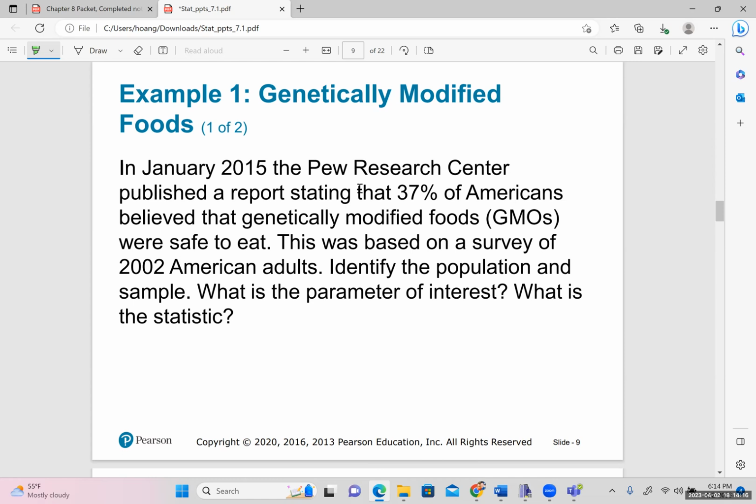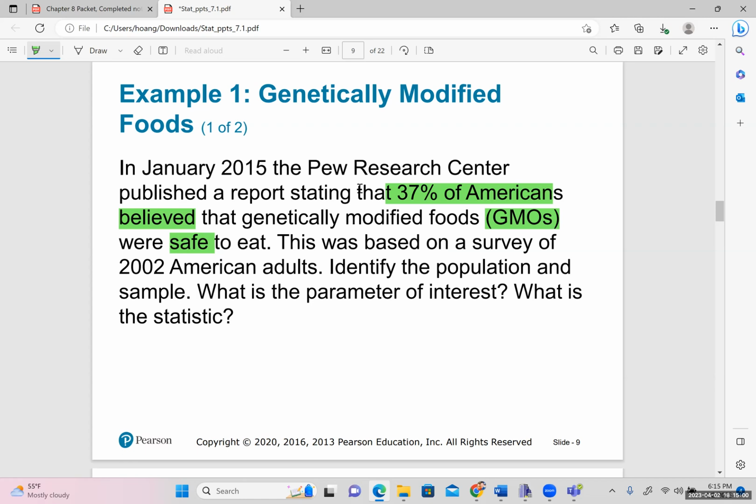So what is important information in this sentence? I would say 37% of Americans believe that GMOs are safe. Is this a parameter, with characteristics coming from populations, or is this a sample statistic, which is a characteristic coming from a sample?